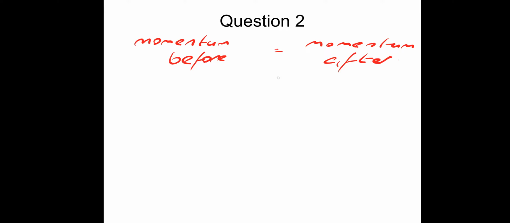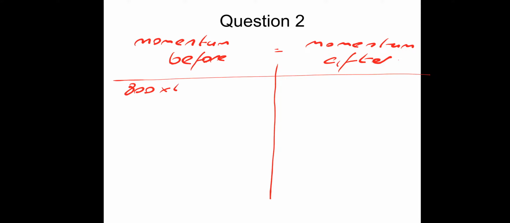So let's sketch this out. I'm going to write momentum before the collision is equal to the momentum after the collision. Draw a line, make a grid. So first of all, we've got the train wagon. It's 800 kilograms at 4 meters per second. I'm just going to write these out. 800 at 4 meters per second, plus the momentum of the second wagon, which is 1200 times 2. And then afterwards, they combine. So we need to combine the masses. So the combined mass is 2000 times V.